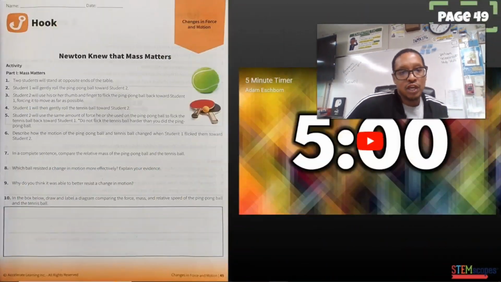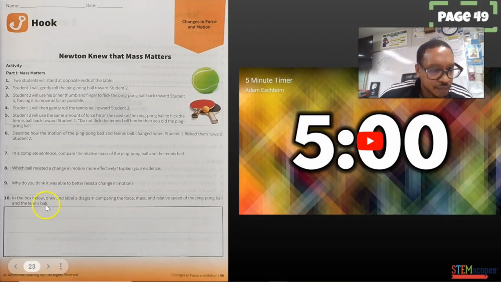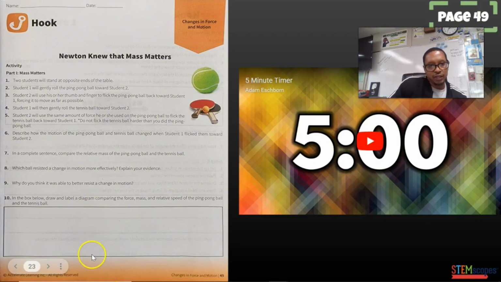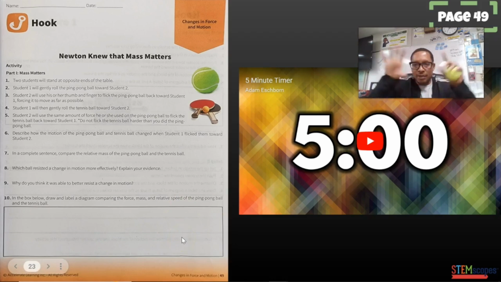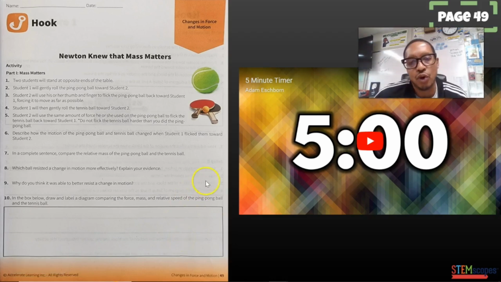So all of those things can be taken into account there. And then why do you think it was, oh, we already said that one. And then in the box below, make sure that you draw and represent everything there with the arrows, and make sure that you are talking about relative speed. A lot of people just drew a line down the center of the box, and they drew the ping pong ball on one side and then drew what happened with the tennis ball on the other side, because that makes it nice and easy. Okay, so those are all those questions.